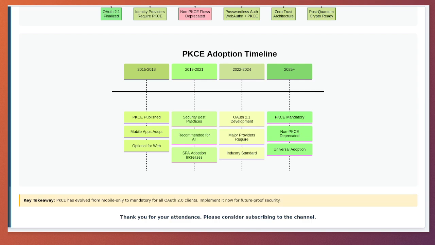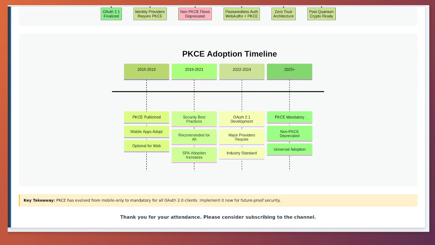Passwordless authentication is gaining significant traction and will likely become more common. Technologies like WebAuthn and FIDO2 allow users to authenticate using biometrics or hardware security keys instead of passwords. These technologies can be integrated with OAuth 2.0 and OpenID Connect flows, with PKCE still providing protection for the authorization code exchange.